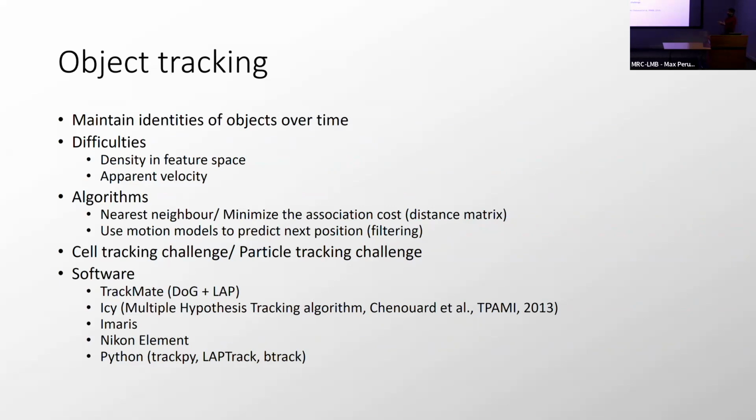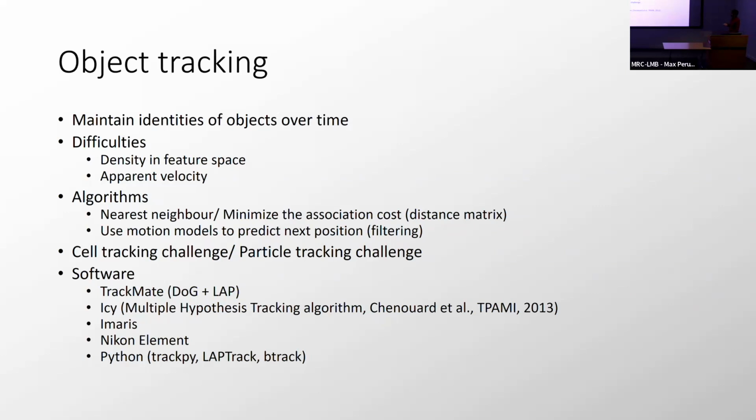The difficulty when you do tracking is the density. There are two main parameters: the density of the objects, or density in the feature space. For example, if you have big and small objects moving, you know that the big goes to the big and the small to the small. If they are all small and all in the same place, this is difficult. And if they move a lot, that's the other thing. So if the tracking doesn't work, you should work on these two points. Density is probably hard to control, but for apparent velocity, you can improve the frame rate if you don't manage to track.